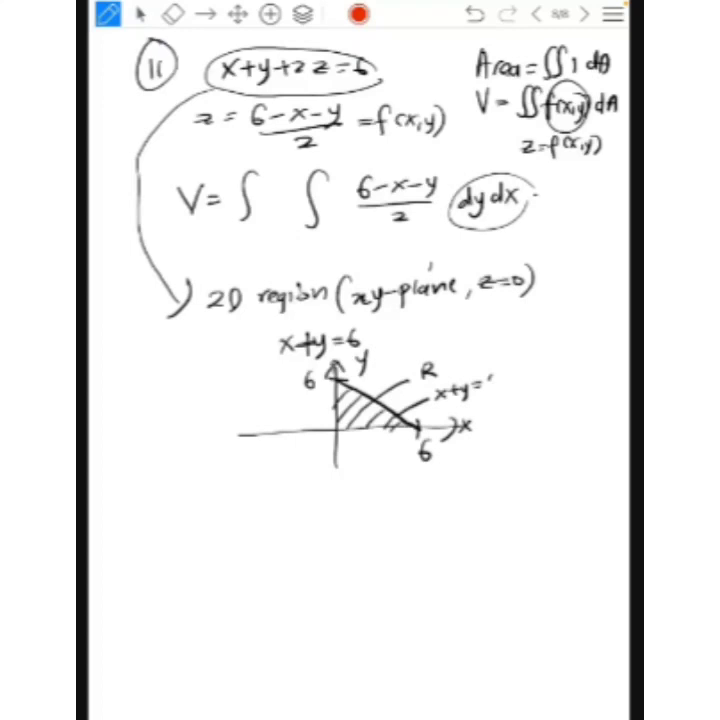Let's say I choose to work towards y first. When I move along y, from the bottom I will meet this straight line first, which is y equals 0, until this one, which is y equals 6 minus x. And then x is from 0 to 6. So you may try to solve for this one, for the volume.